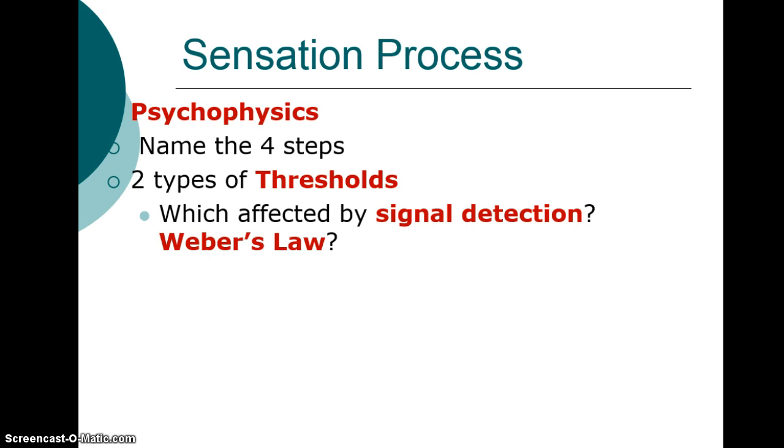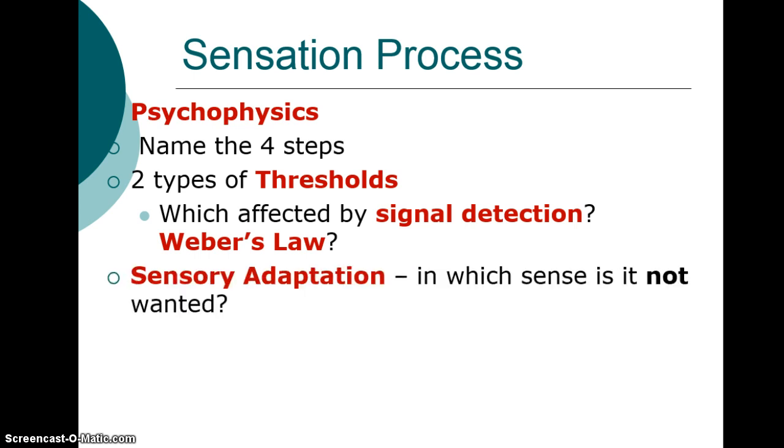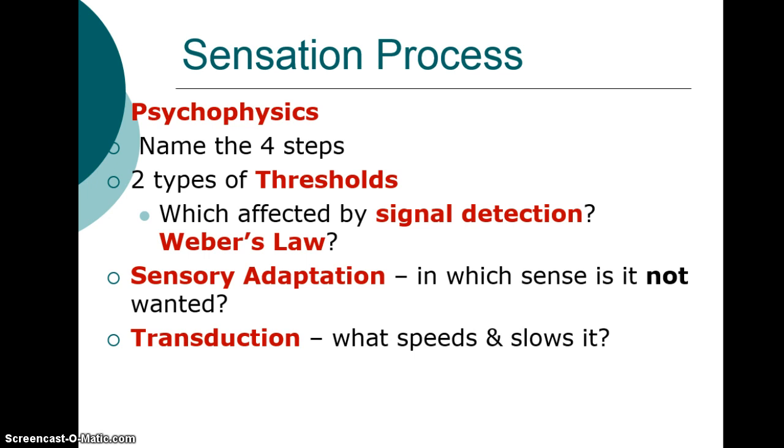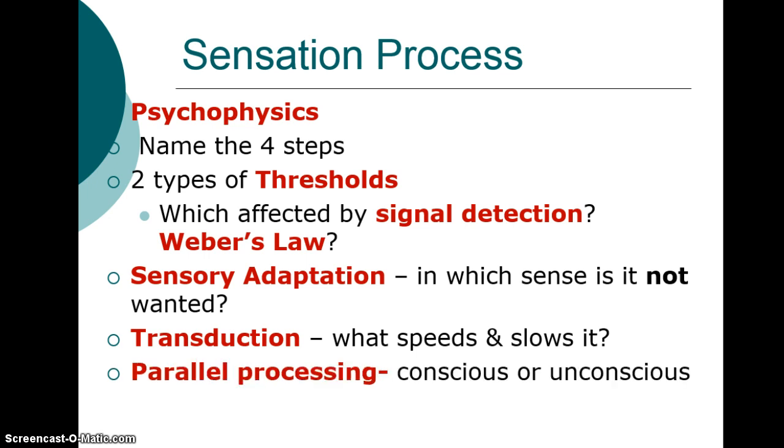If you're not sure what those are, go back and look them up. You need to know them. Sensory adaptation, where we get used to things like touch, our clothes on our bodies. In which sense is it not wanted? That would be vision. We want those eyes to quiver just a little bit, or else we'll hallucinate. And transduction, we did the whole squeeze activity, so look back at those notes, and it's what you talked about as far as what either speeds up transduction or slows it down.